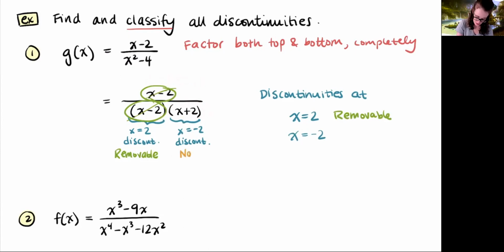So this one is non-removable. There's no factor that you can cancel it out with. And that's the gist of how we determine the type of discontinuity algebraically. This is what we have to do to decide that.